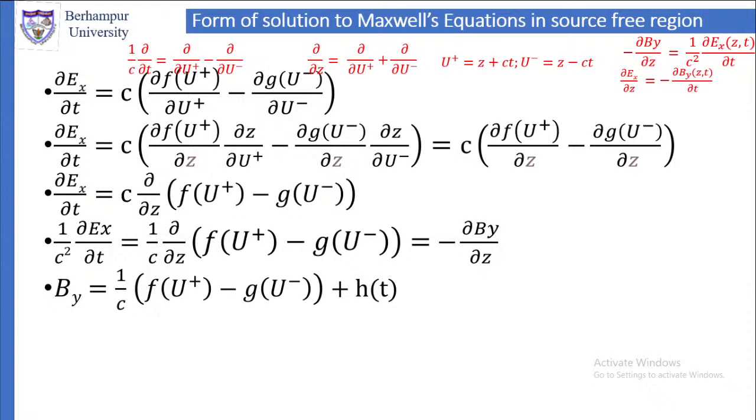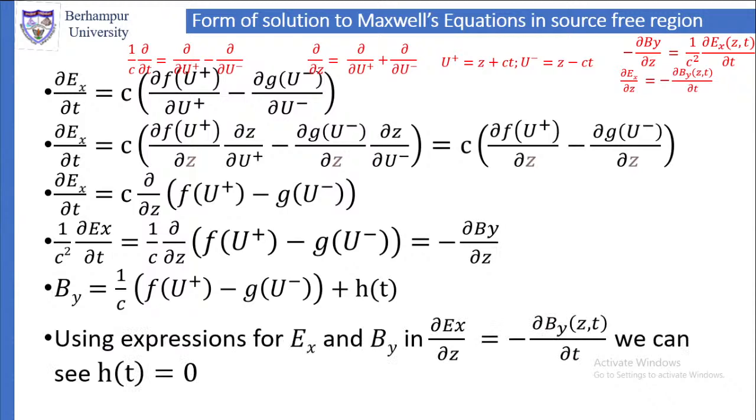So from that we can say, look at the last two terms in this. In the last two terms we have differentiation with respect to z. So if you integrate both sides with respect to z, we will find out what By is. By integrating the left hand side, that will give us 1/c f(u+) minus g(u−) plus h(t). h(t) is a constant with respect to z, but it can be a variable in t. So By is equal to 1/c [f(u+) minus g(u−)] plus h(t).